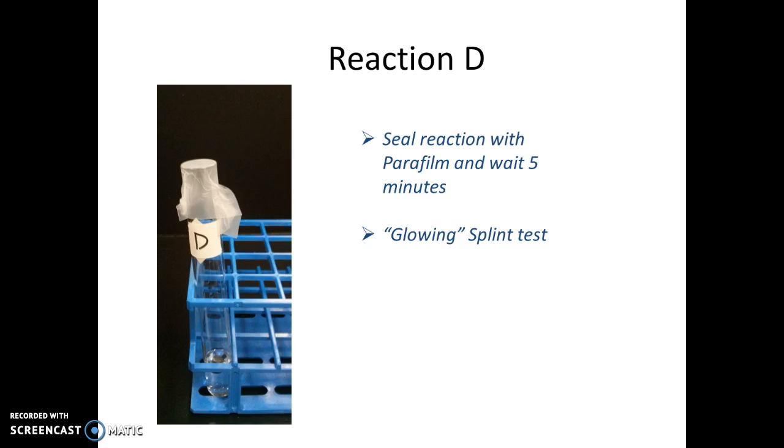The other test that you're going to do for reaction D is what we call a glowing splint test. What's different about a glowing splint test is that instead of having a flame at the end of your splint, you want to blow out that flame so that you just see a small ember. You're going to take that glowing splint and that ember at the end of your wooden splint and stick it into the gas, stick it into test tube D. What you're looking for is whether a flame grows from the ember or whether it goes out completely.